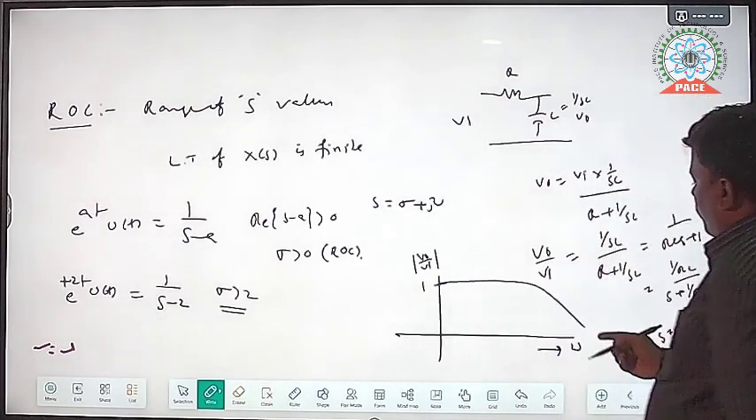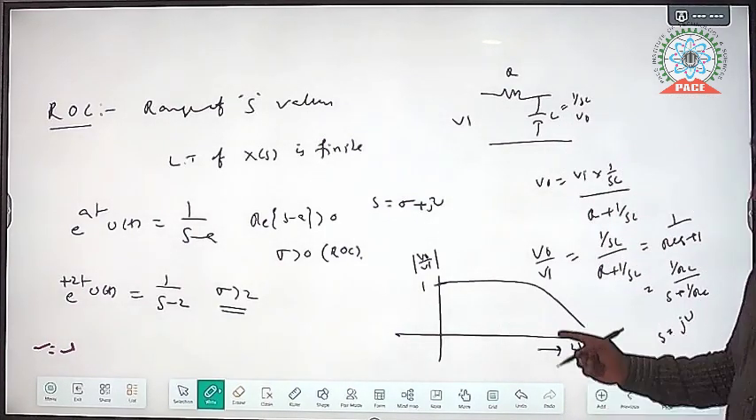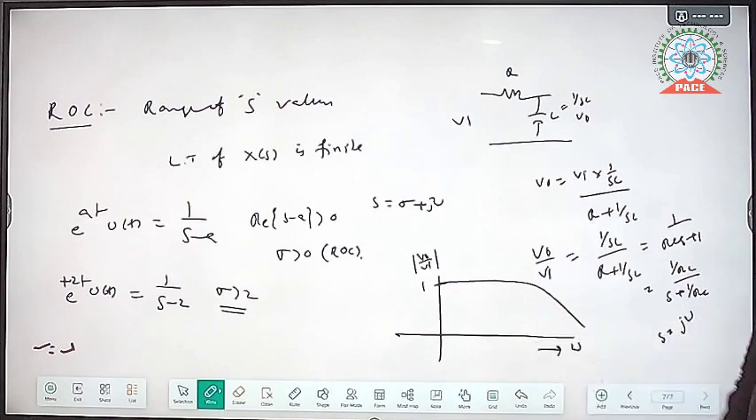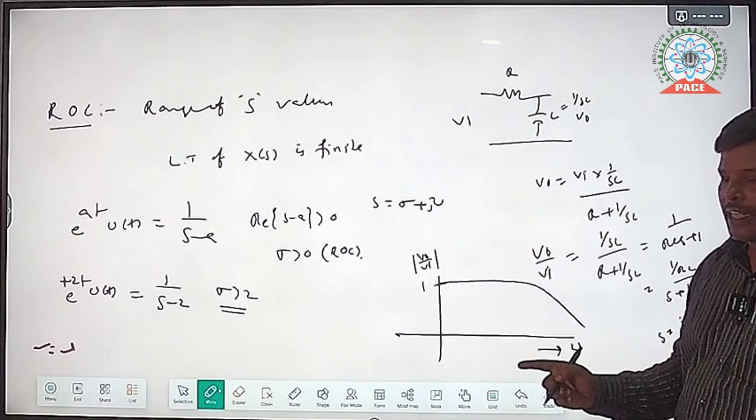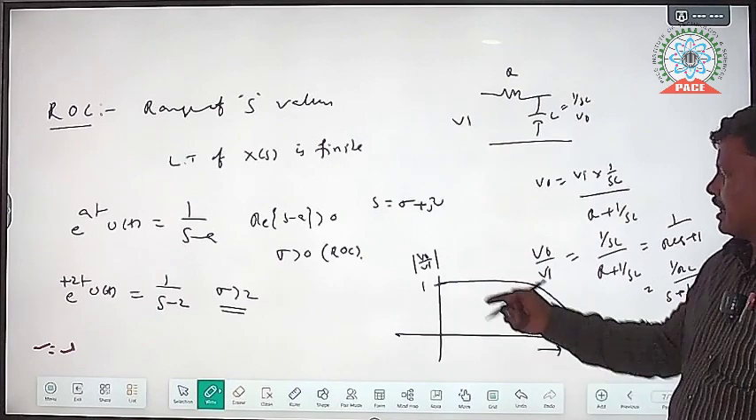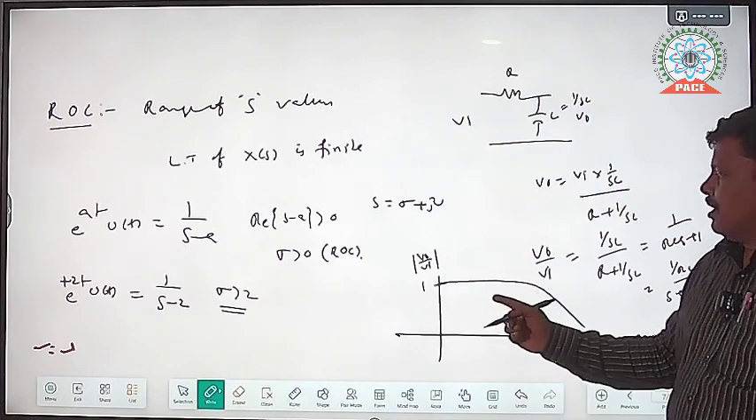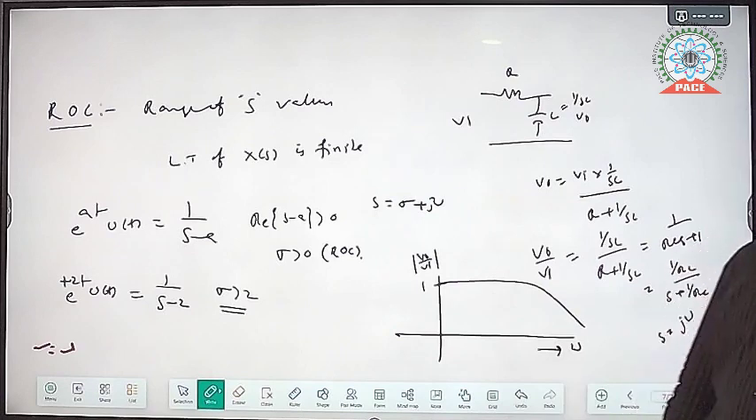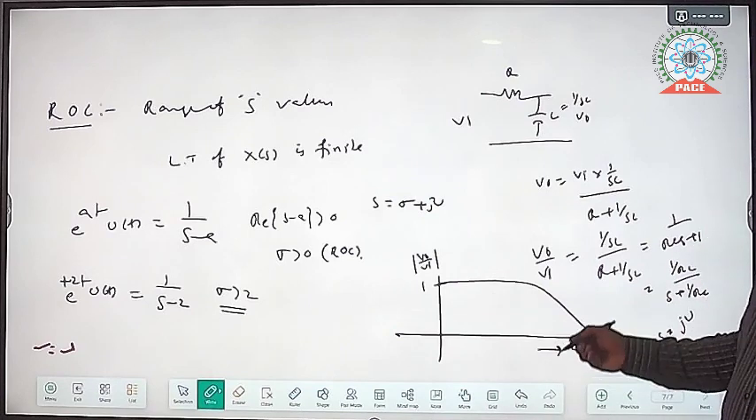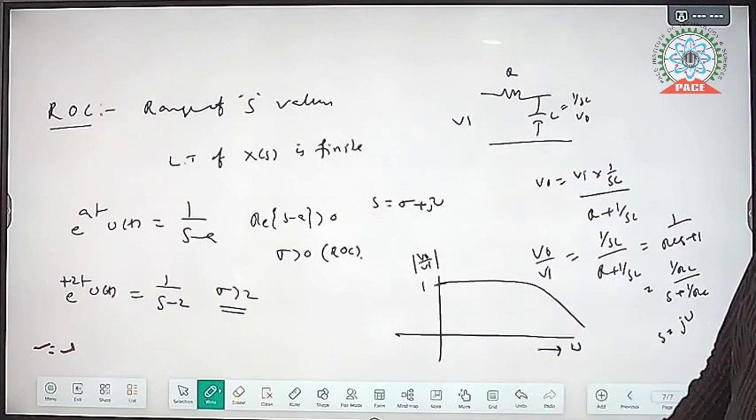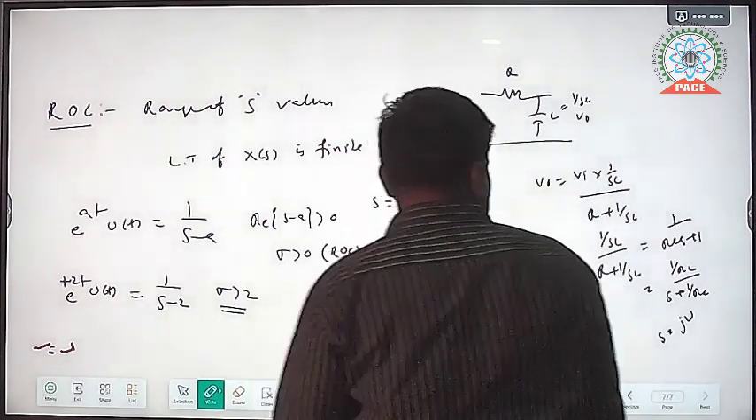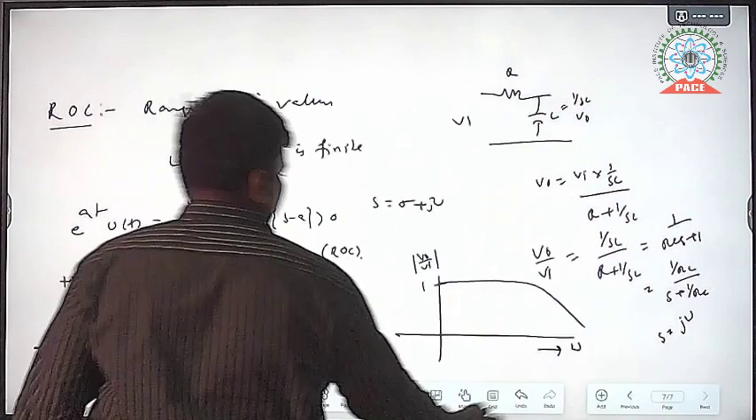By using Laplace transforms, you can get the system stability and the transfer functions. So this is the type of analog filter design, and how stable the system will be. That is the concept of pole zero. Based on the pole zero concept also, we can estimate the system stability.